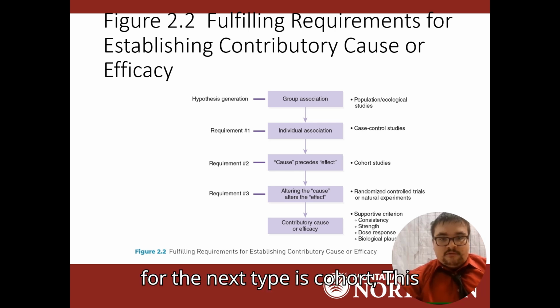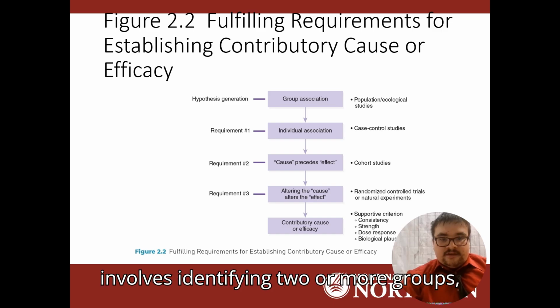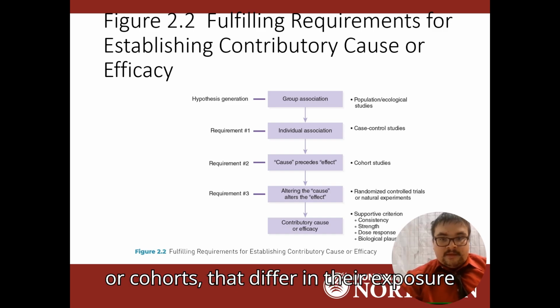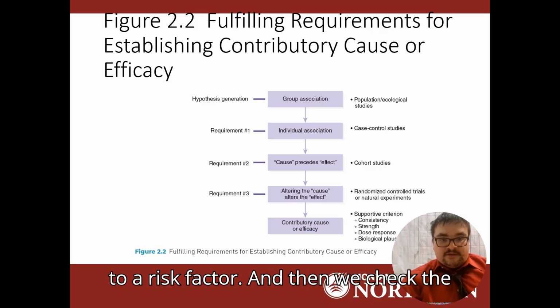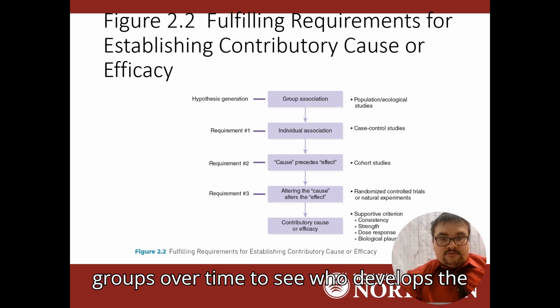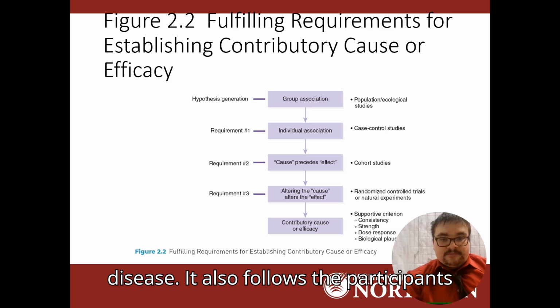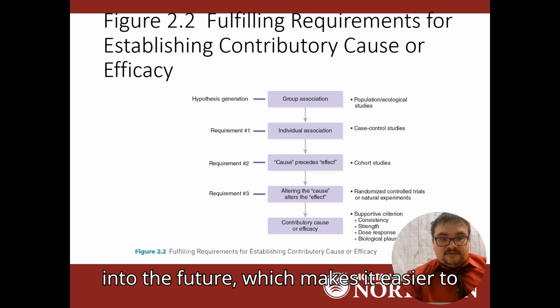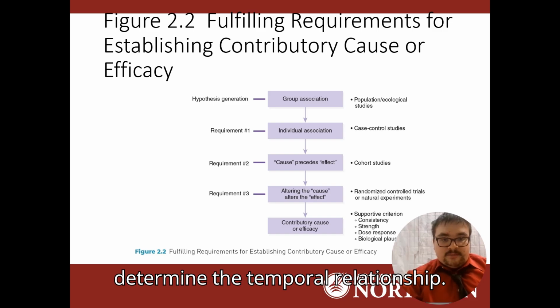Then the next type is cohort. This involves identifying two or more groups or cohorts that differ in their exposure to a risk factor. And then we track the groups over time to see who develops the disease. It also follows the participants into the future, which makes it easier to determine the temporal relationship.